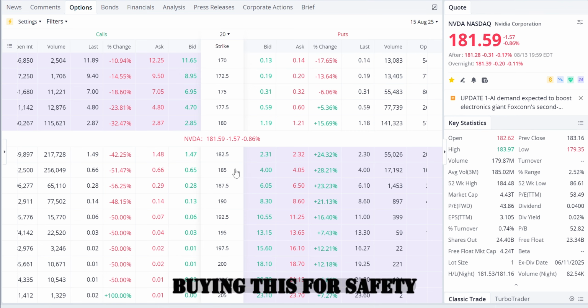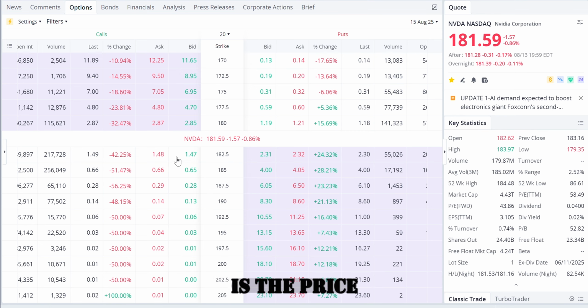So I'm buying this for safety because I know it may come up for a minute, but ultimately it will go back down. That's why I'm buying the put. So that's what these in the monies represent. And you can go higher for your put, just giving Nvidia room to come back up if you think it's going to come back up before it ultimately goes down. So that's what in the money is, okay?